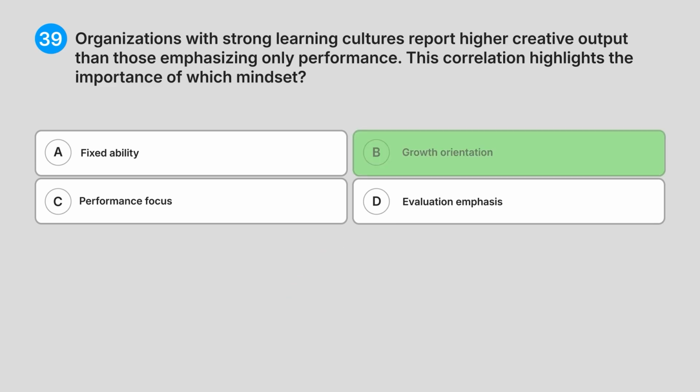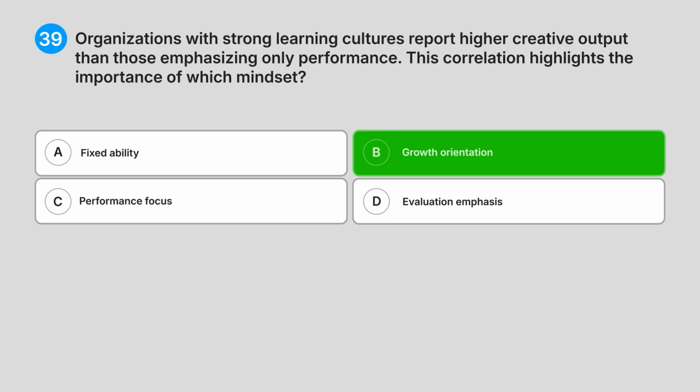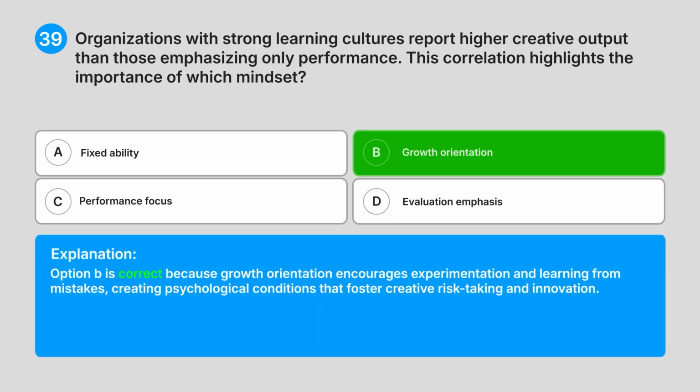Correct answer, B. Growth orientation. Explanation: option B is correct because growth orientation encourages experimentation and learning from mistakes, creating psychological conditions that foster creative risk-taking and innovation.